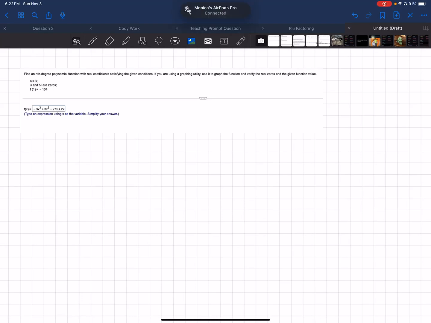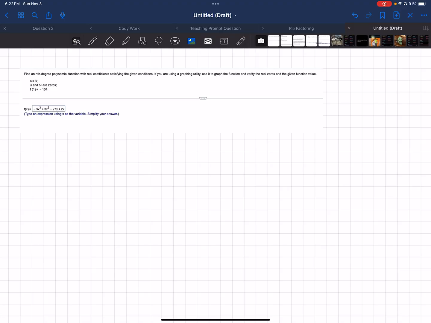This one is section 3.4 and it is question 8. It says find an nth degree polynomial function with real coefficients satisfying the given conditions. If you are using a graphing utility, use it to graph the function and verify the real zeros and the given function value. You really don't have to worry about that second sentence. You just got to write the equation.